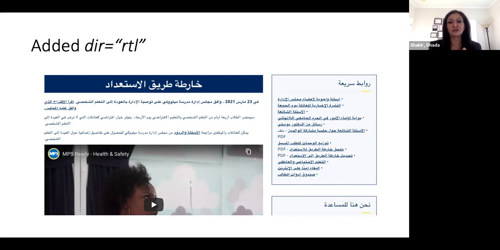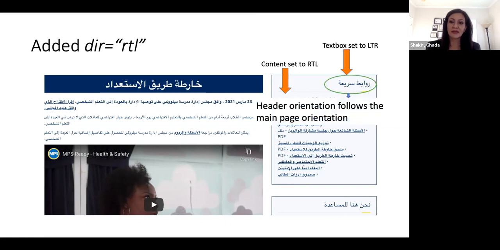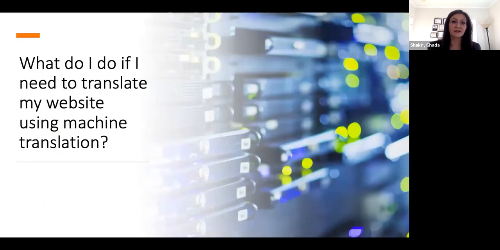So that needs to change, and that needs to be specifically specified when you're building that text box, so it does not follow the directionality of the entire page. So content is set to RTL, the text box is set to left to right, and then the header orientation follows the main page orientation, such that it displayed in that manner.